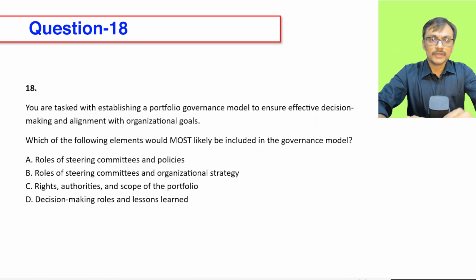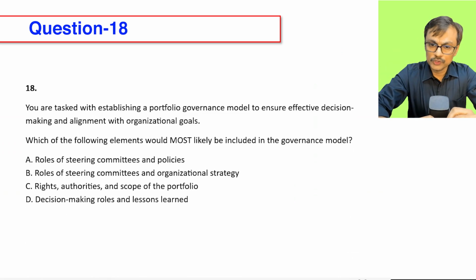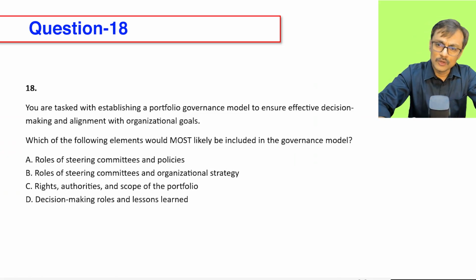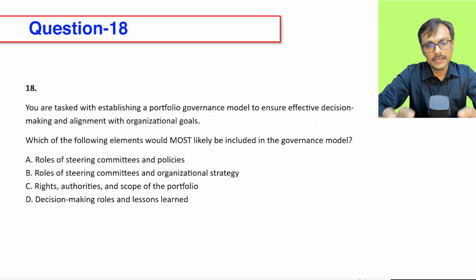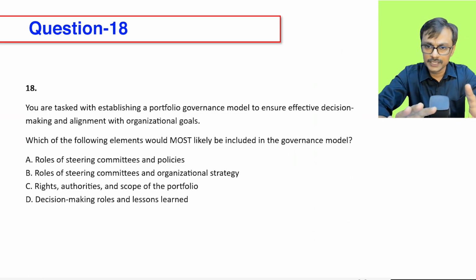Question number 18. You are tasked with establishing a portfolio governance model to ensure effective decision making and alignment with organization goals. Which of the following elements would most likely be included in the governance model? So a similar kind of question: what is included in a governance management plan? What is included in a portfolio management plan? Here we are just simply asking what is expected to be part of a governance model. Now you can play with the roles and elimination technique, or if you remember based on your tasks, then it is easy, or based on your standard, then it becomes even easier.